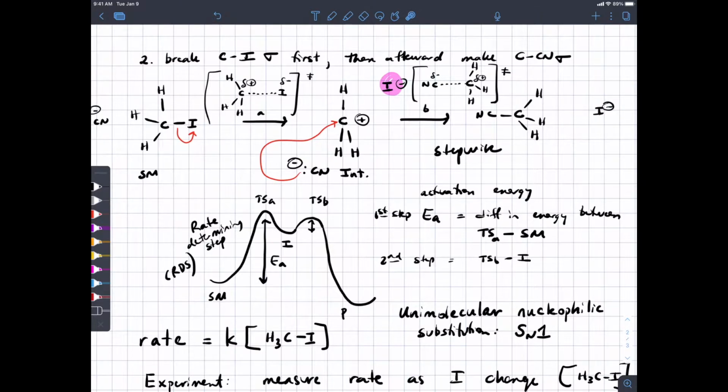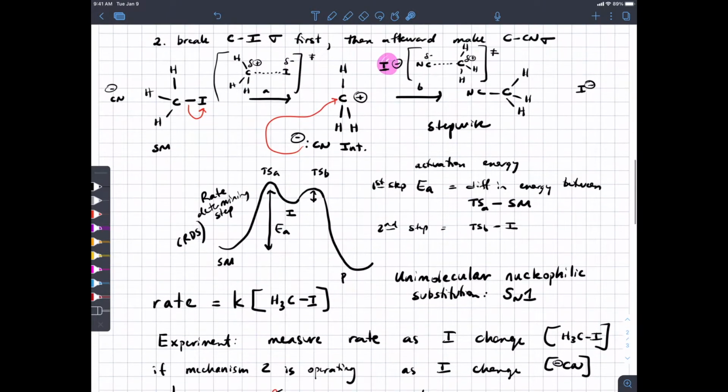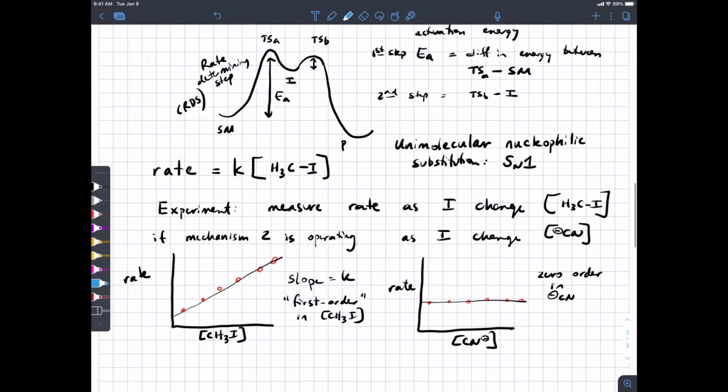But we said that the only thing involved in the first step, the rate determining step, is the alkyl halide. And so that alone appears in the rate law, and therefore we call this reaction unimolecular. It's still a substitution, and it still involves the nucleophile, just not the nucleophile and the leaving group at the same time. And you could experimentally verify this by changing the concentration of methyl iodide whilst keeping CN minus constant, and you would see a linear relationship. But if you held the methyl iodide concentration constant and then changed the CN minus concentration, you should see nothing.